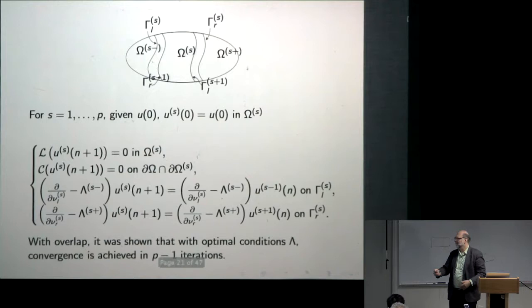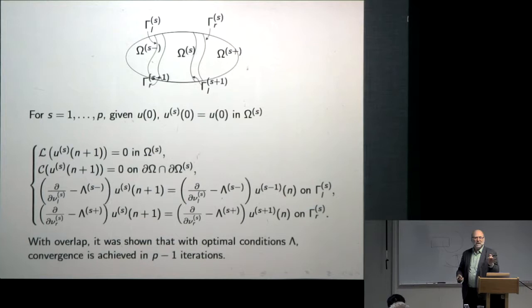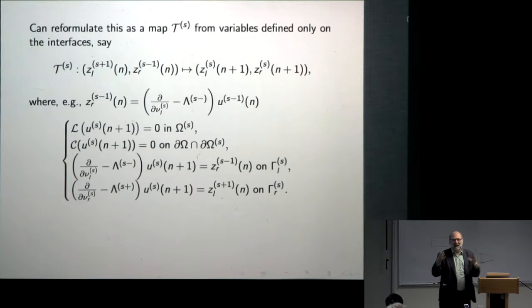And as I said, if we have optimal conditions, it has to do with this layer Norman map or Skeletov-Poincaré map. If you do one sweep, you finish. Of course, this computation is unfeasible because these are non-local computations, but it's optimal. It could be optimal. Now, I want to rethink this as a fixed point problem from the boundaries into the boundaries.